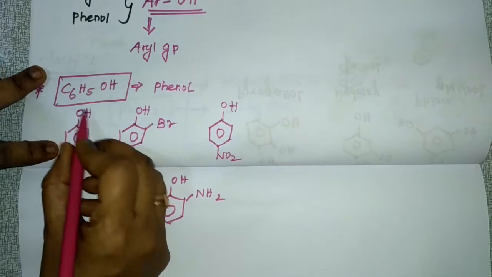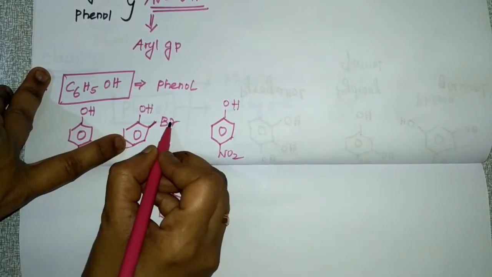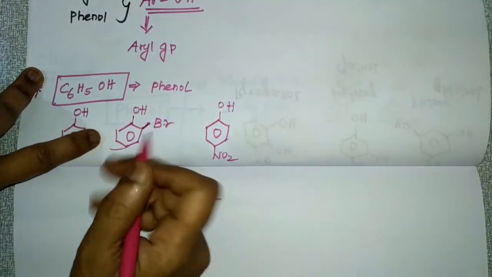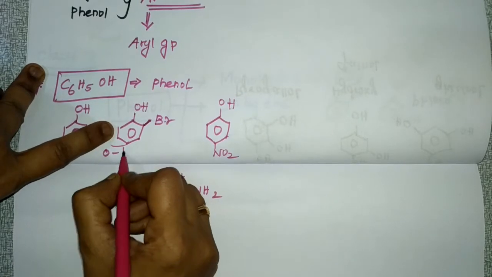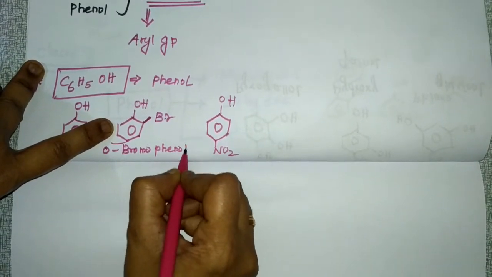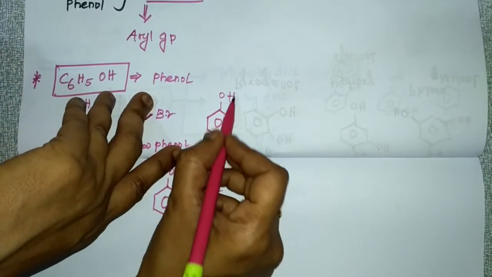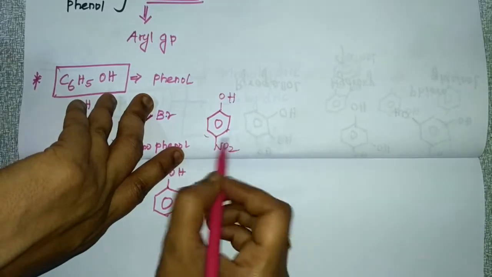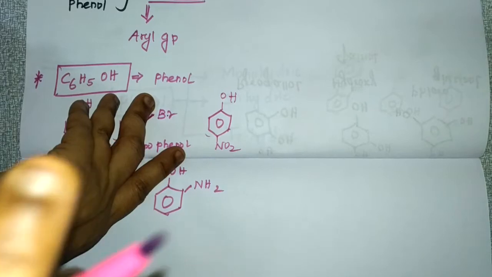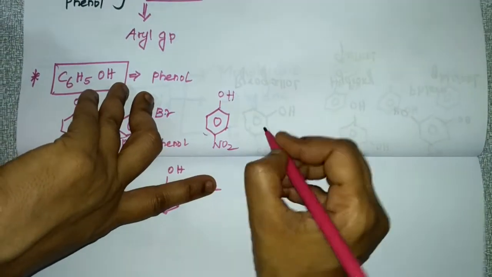Para-nitrophenol. See, this is C6H5OH, that is phenol. To this phenol, what is attached? Bromine is attached. To which position is bromine attached? Ortho position. So how will you name that? Orthobromophenol. Here NO2 is attached to this phenol. This is C6H5OH, this is phenol. To this phenol, NO2 is attached. The NO2 is a substituent. At which position is this NO2 attached? At para position. So how will you name this one?